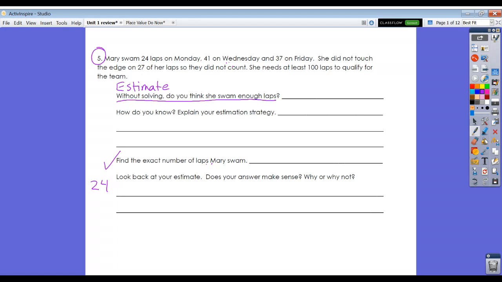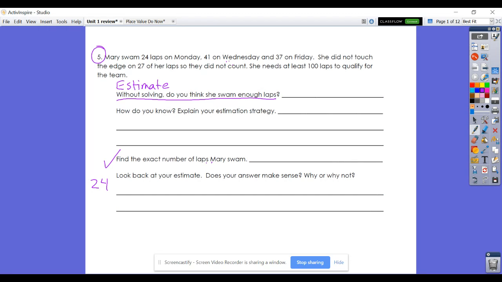Why subtract the 27? Yes, good. So we know we'll take that away later. So let's do what you said first. First, we're going to add all the ones that she did. 24, 41, and 37 laps. Let's add those all together because those she did swim initially.